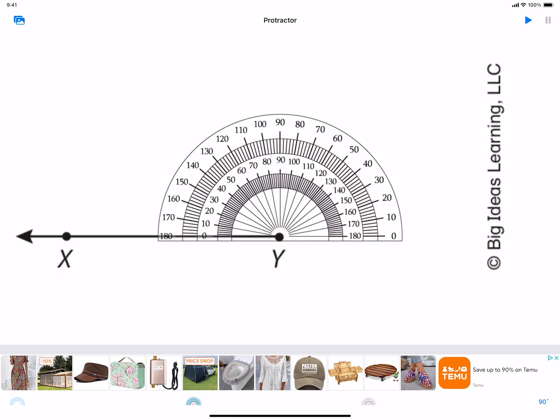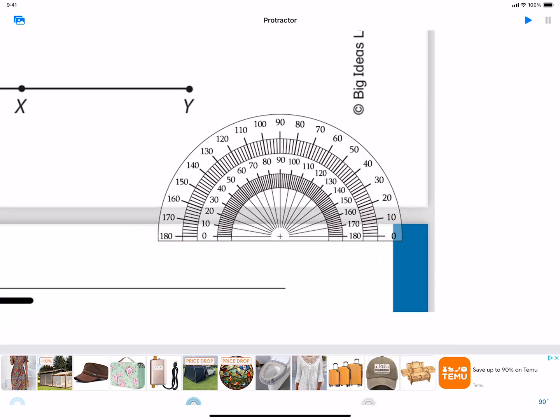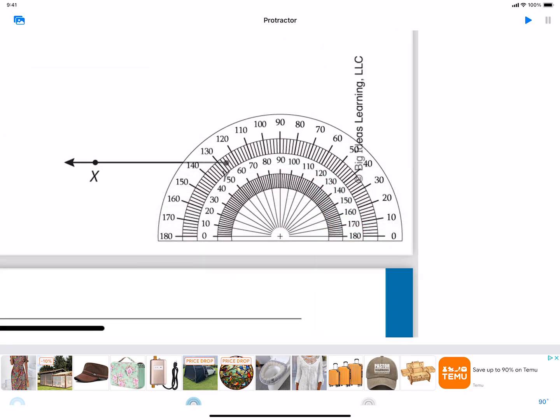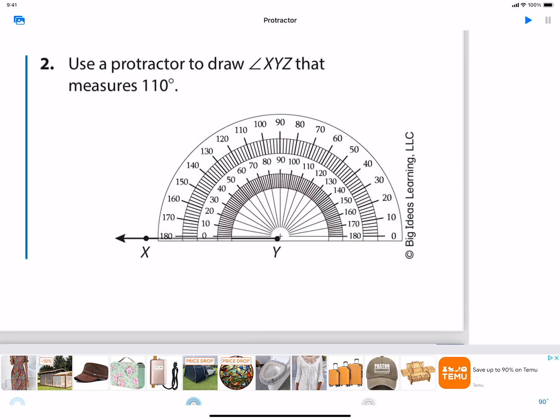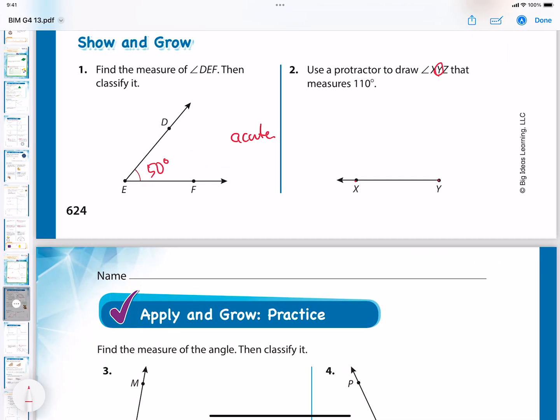0, 10, 20, 30, 40, 50, 60, 70, 80, 90, 100, 110, which is 70 on the outer line. Okay, so I'm going to place the point on top of 70, which is the outer scale, and the inner scale is 110. This is going to be a little bit like angle XYZ right after it in the question. So like here, I measure, okay?